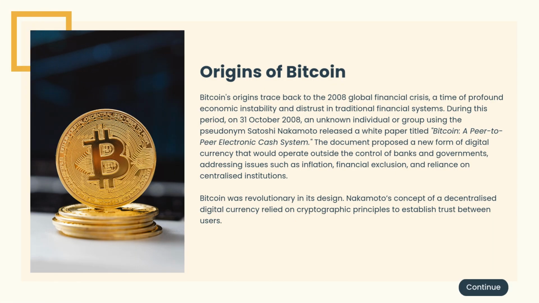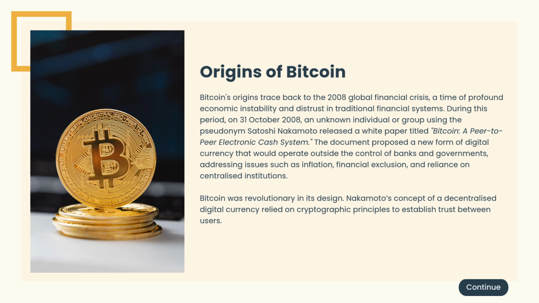Origins of Bitcoin. Bitcoin's origins trace back to the 2008 global financial crisis, a time of profound economic instability and distrust in traditional financial systems. During this period, on 31st October 2008, an unknown individual or group using the pseudonym Satoshi Nakamoto released a white paper titled Bitcoin, a peer-to-peer electronic cash system. The document proposed a new form of digital currency that would operate outside the control of banks and governments, addressing issues such as inflation, financial exclusion, and reliance on centralized institutions.